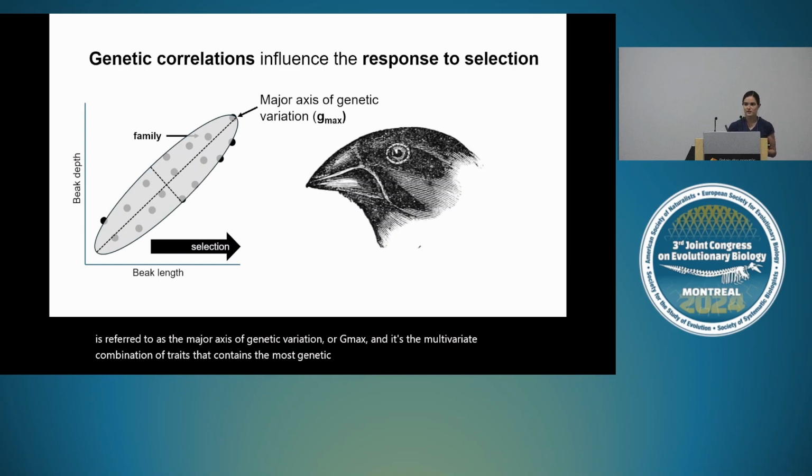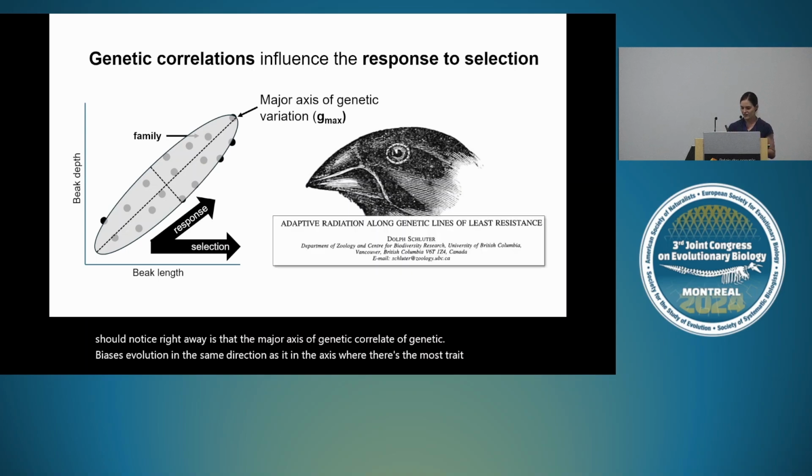Genetic correlations influence the response to selection because if you impose selection on a trait like beak length in this case, you'll see a correlated response to selection in beak depth. And something that you should notice right away is that the major axis of genetic variation biases evolution in the same direction as it, in the axis where there's the most trait variation.